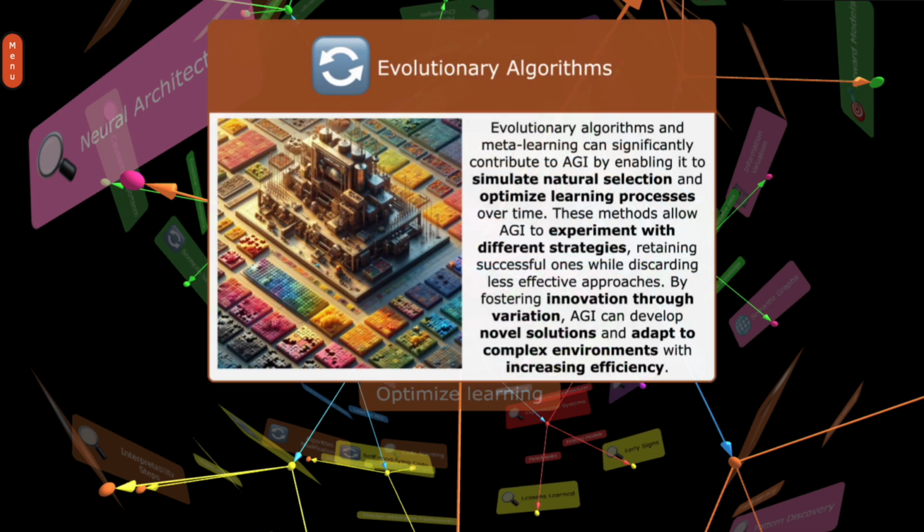Evolutionary algorithms and meta-learning can significantly contribute to AGI by enabling it to simulate natural selection and optimize learning processes over time. These methods allow AGI to experiment with different strategies, retaining successful ones while discarding less effective approaches. By fostering innovation through variation, AGI can develop novel solutions and adapt to complex environments with increasing efficiency.